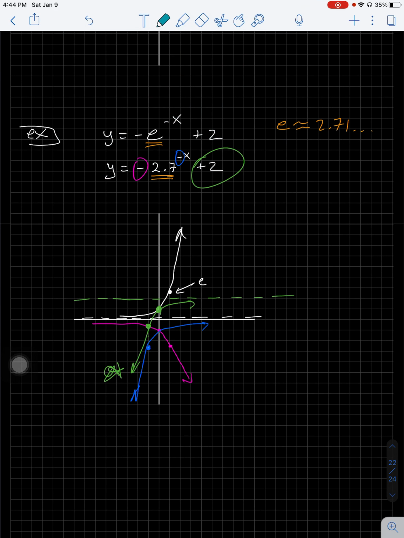And domain, all reals, all the time. Range, here's my asymptote and my graph is below it. So I'm going to go negative infinity to my asymptote, which is 2. Done. And that's all the E is. Everywhere you see it, just write in 2.7 and proceed as normal. All right, try some. We'll check back.